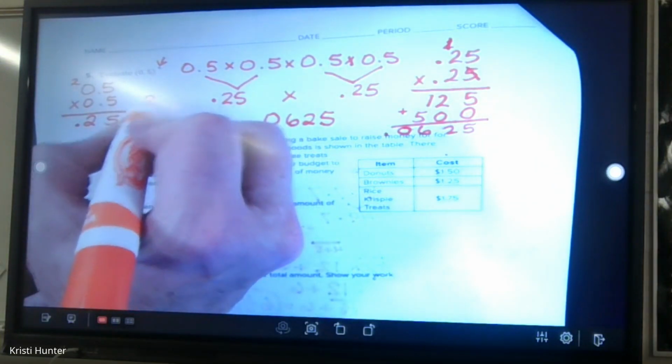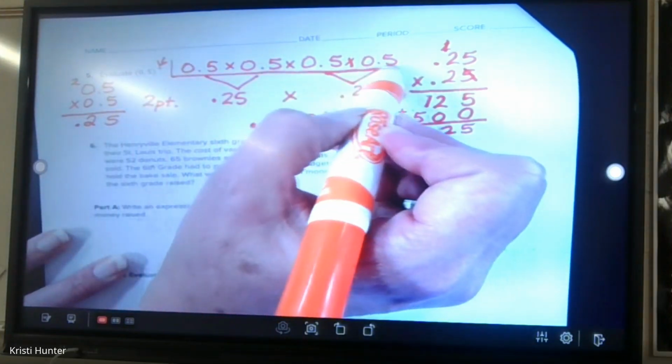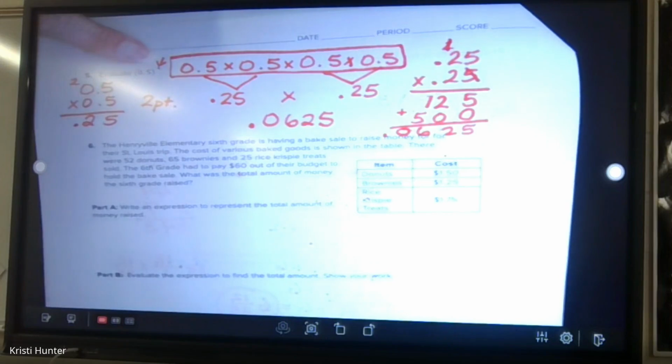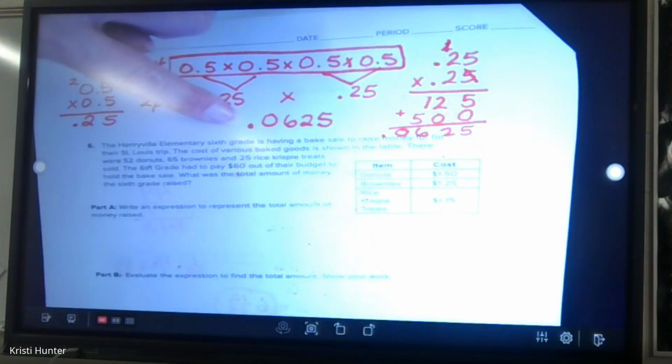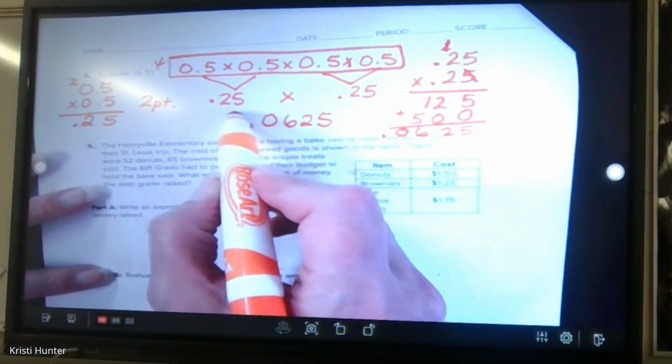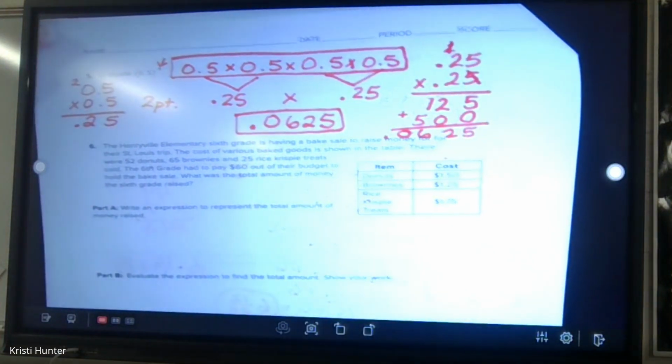This is also going to be a 2-point problem. Your first point comes from that you understand that this exponent means take the base 4 times. And then your second point comes from that you multiply correctly.